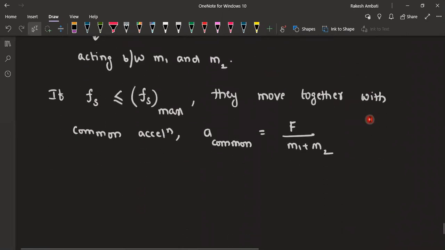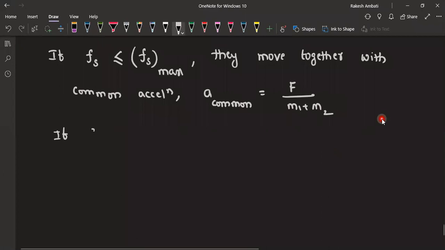So till now, type 1 and type 2 are similar, right? Similar means in type 1, the force acts on the bottom block. In type 2, the force acts on the top block. If any type of question is given, the same procedure we have to follow. The first assumption, they are moving together, find acceleration, find the friction, then do comparison: Fs less than or equal to Fs maximum, or greater than Fs maximum. For any type of question, we follow the same procedure.